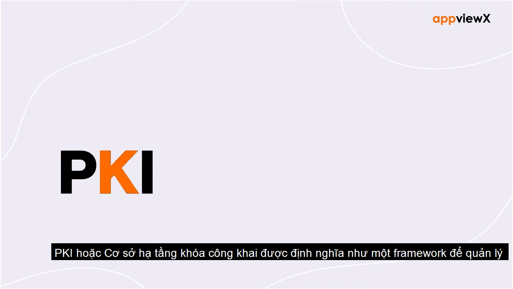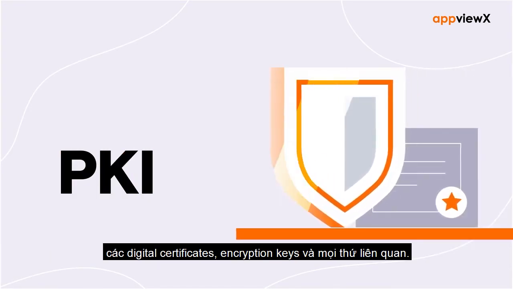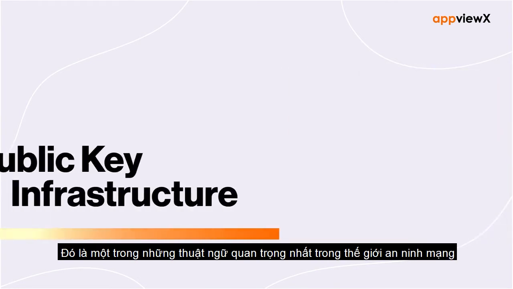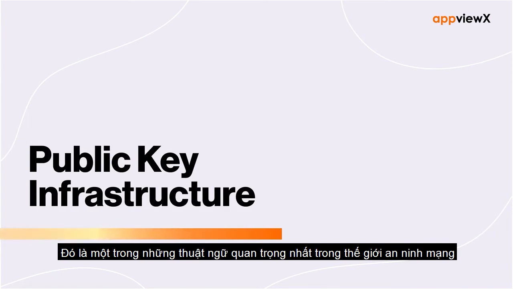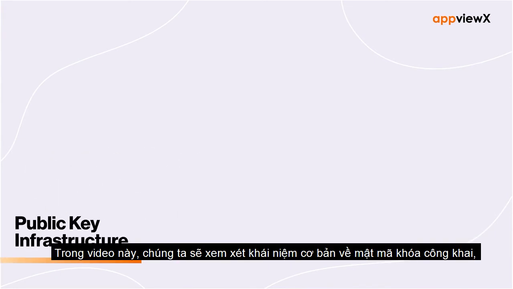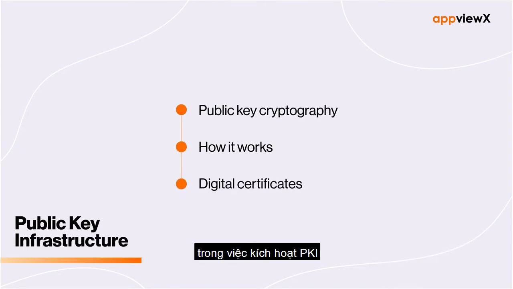PKI, or Public Key Infrastructure, is defined as a framework for managing digital certificates, encryption keys, and everything in between. It's the most important term in the cybersecurity world. Let's take a closer look at it to understand why. In this video, we'll take a look at the basics of public key cryptography, how it works, and the role digital certificates play in enabling PKI.